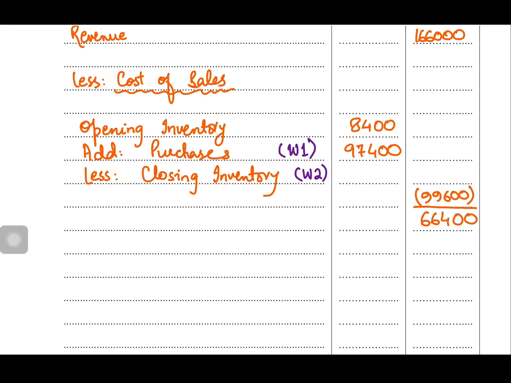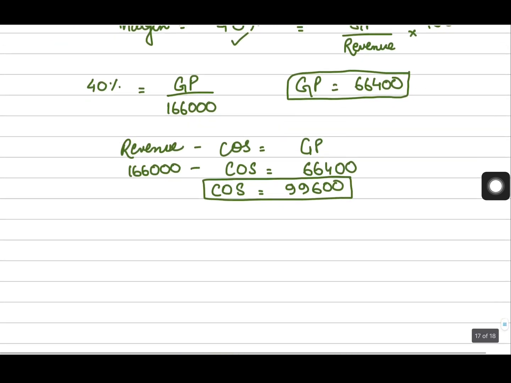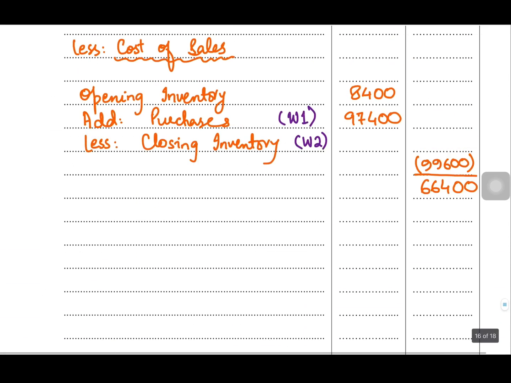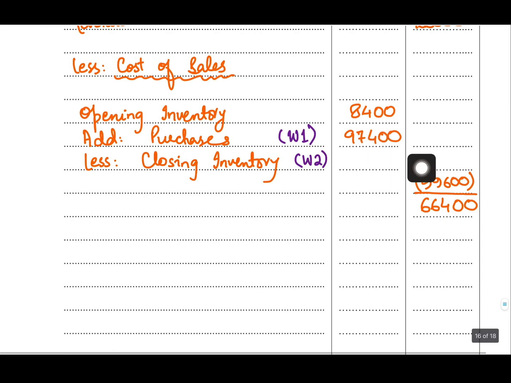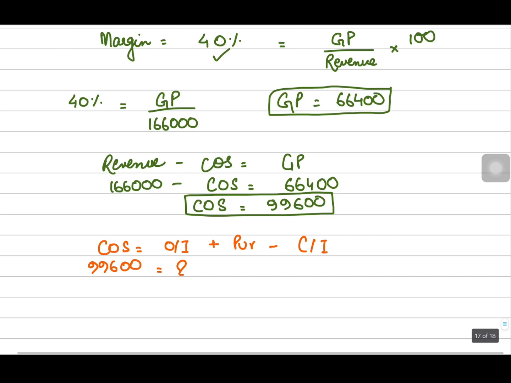But it doesn't mean that if you have cost of sales, you have gross profit, and you will forget closing inventory. No, now it's very simple. Now that we have cost of sales, we can easily find out closing inventory. Cost of sales, the formula is opening inventory plus purchases less closing inventory. So 99,600 is equal to, what was the opening inventory and purchases? 8,400 and 97,400. So positive 8,400, positive 97,400, less closing inventory.